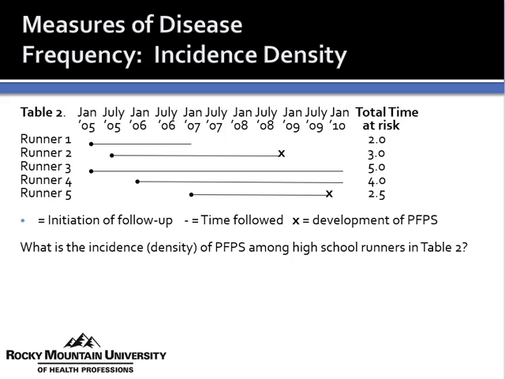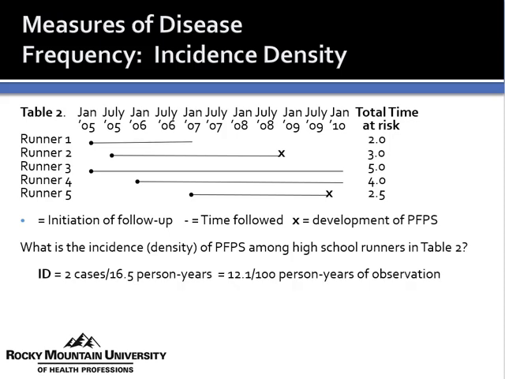So here's our same example. Now, same 5 runners, 2 out of 5 develop the patellofemoral pain syndrome, but we have the total time at risk out here, that period of time that they participated. So now we're going to be reporting our incidence density as a component of years at risk. So there were 2 cases out of 16.5 person years. We would add up all this time right here to give us 16.5.